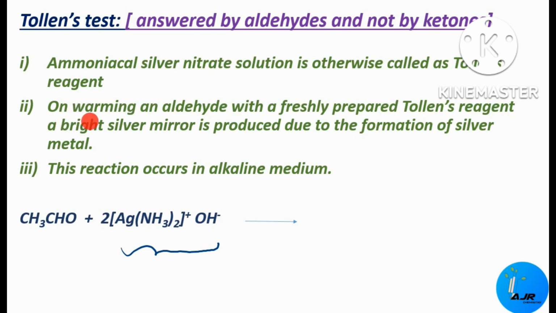When you warm an aldehyde with a freshly prepared Tollen's reagent, a bright silver mirror is produced due to the formation of silver metal. Tollen's reagent is ammoniacal silver nitrate solution. When you mix the aldehyde with Tollen's reagent and warm it, it forms a bright silver mirror. Why do we get the bright silver mirror? Due to the formation of silver metal.